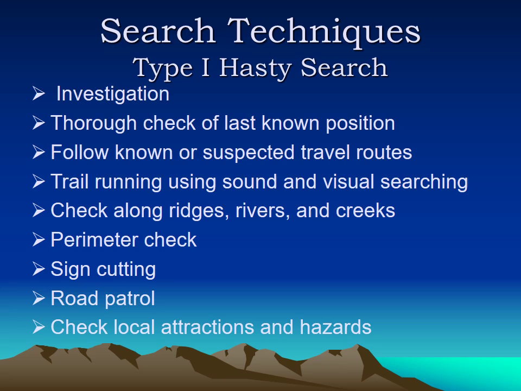Check the perimeter of the initially identified search area. Try to sign cut subjects' tracks or other signs that indicate they may have passed a location, which may indicate a possible direction of travel. Search and patrol roads in the search area. Check attractions or points of possible interest in the search area, as well as identified hazards such as irrigation ditches, abandoned wells, etc.